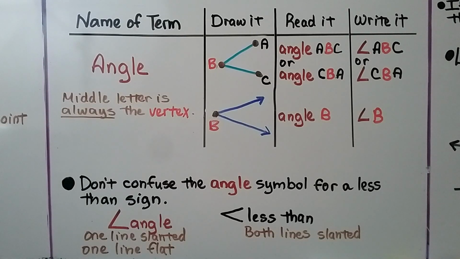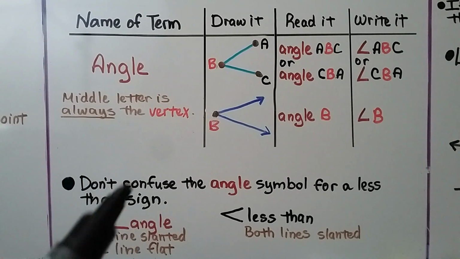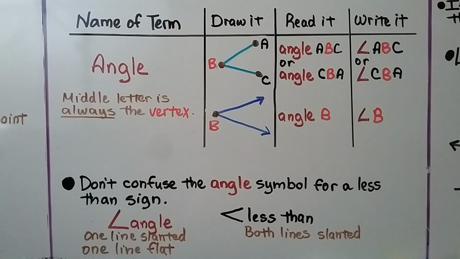Now, we have to be careful. Don't confuse this angle symbol for a less than sign. For the angle symbol, one line is slanted and the other one is flat, going straight across horizontally. For the less than sign, they're both slanted. See that? The angle symbol has a flat bottom and then it comes up on a slant.